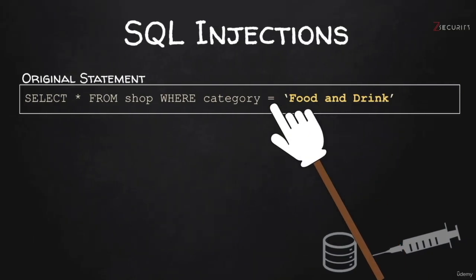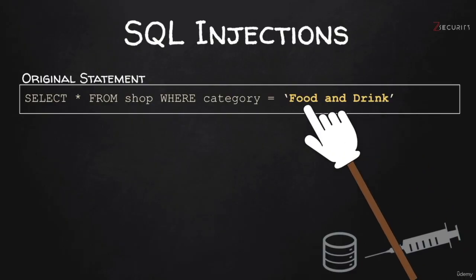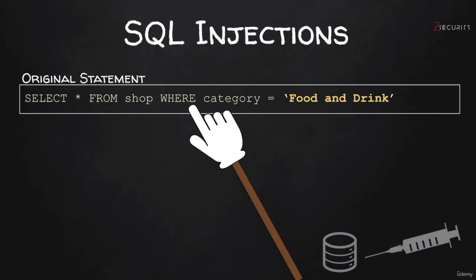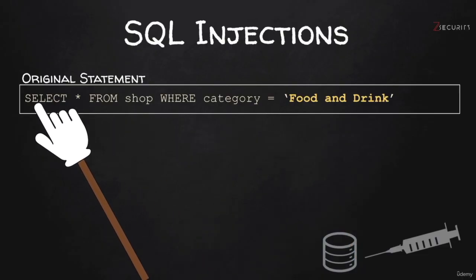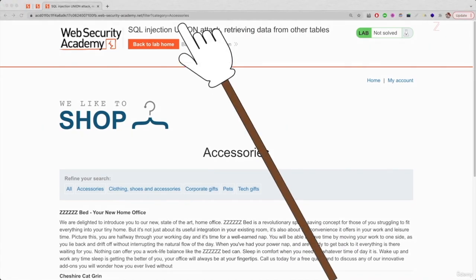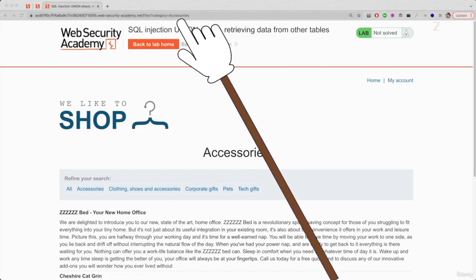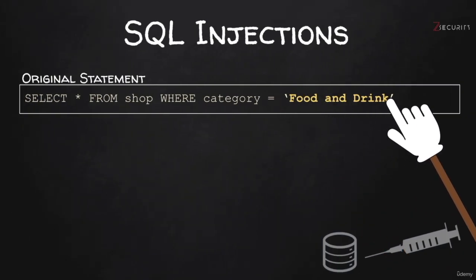But in this example, the category is food and drink. So what you see in here in yellow is the user input. Everything in white is being written by the web application itself. We can't really play with this. We can only change what's written in yellow, because whatever we put in here after the equal sign is being placed in yellow between the two quotation marks in here.